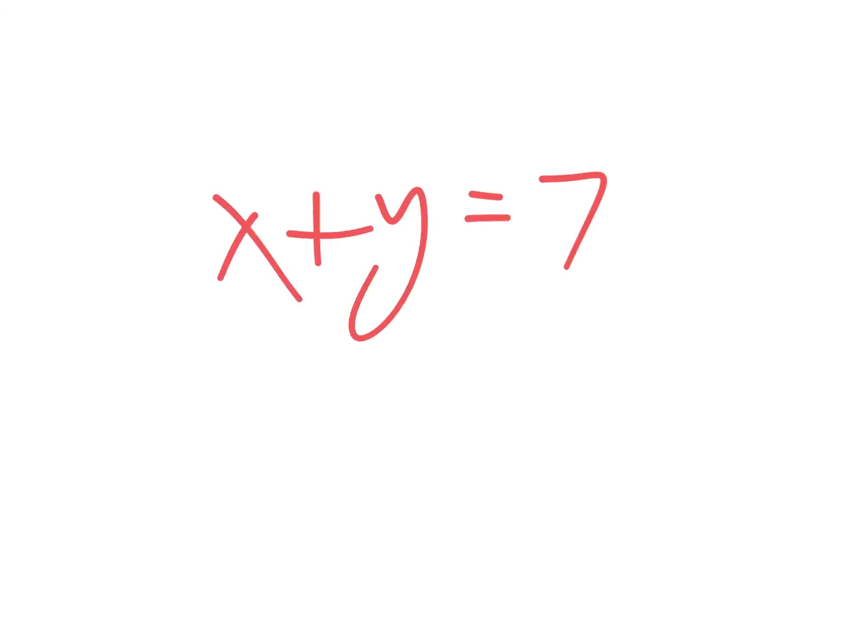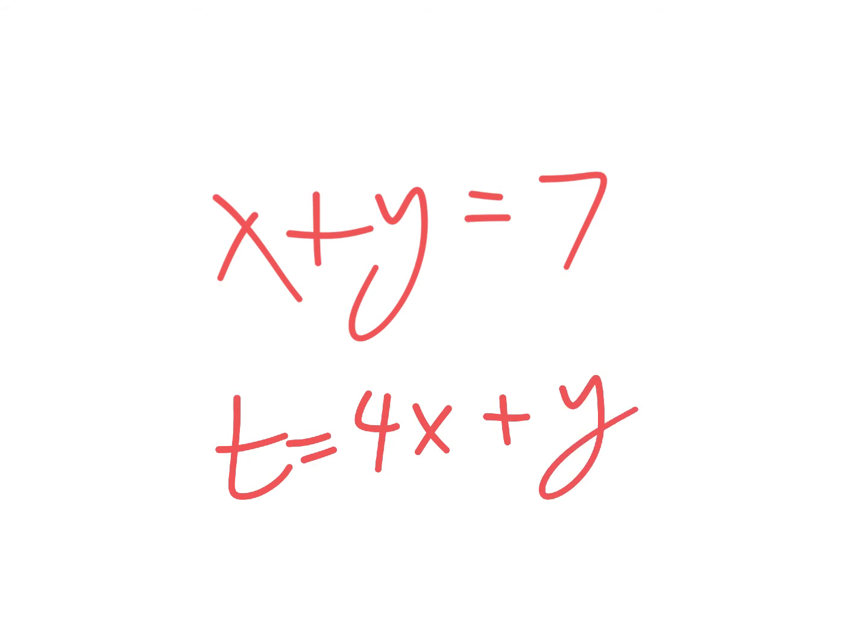All right, let me give you one. X plus y equals 7. Is that rectangular or polar or parametric? Which one is it? That's just rectangular. T equals 4x plus y. What's that?